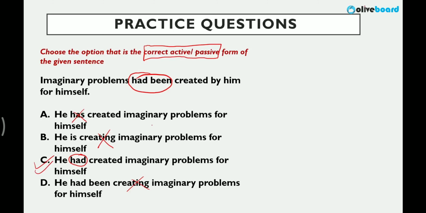Option C. Now see how I cancelled the others. Has is wrong, creating is wrong. So these two options cancel. The correct one is perfect tense. So this is the correct structure: had, which changes into had been in the passive voice, right? This is passive, which we have in the question, and we changed it into active. He had created, verb third form is used, imaginary problems for himself. Not very tough.